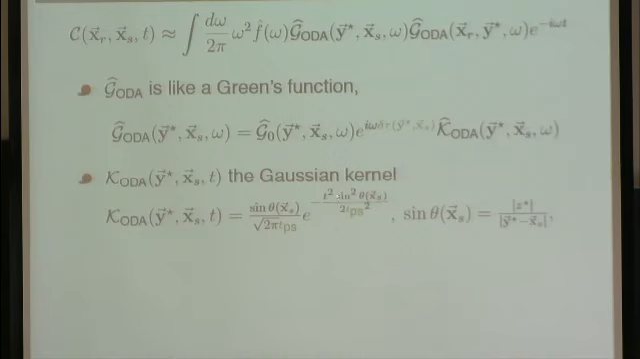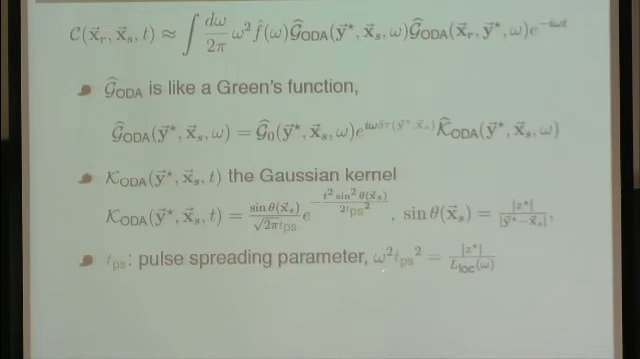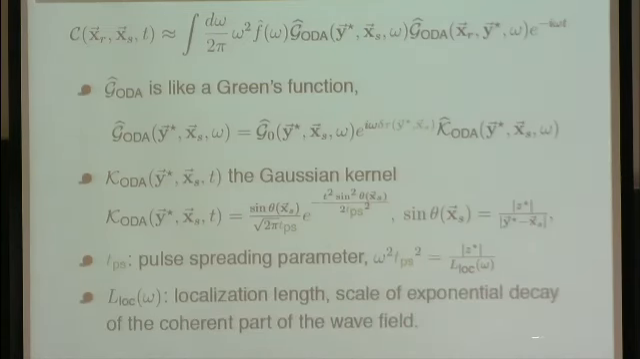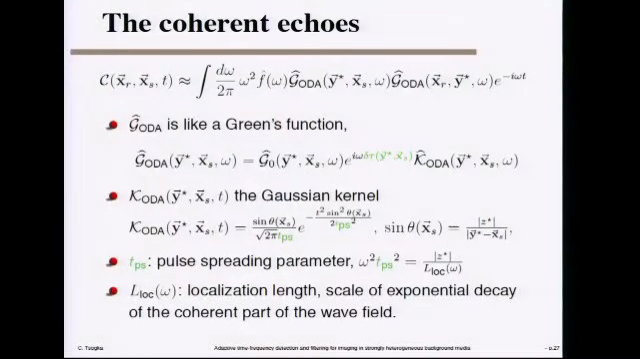What is important is just to look at this Gaussian. You have this pulse spreading, so the pulse is spreading as it propagates into the medium. The spreading depends on the frequency: the higher the frequency, the more the spreading. And here appears the localization length, which is the scale of exponential decay of the coherent part of the wave. So we have basically the Green's function that we had before multiplied by this Gaussian.